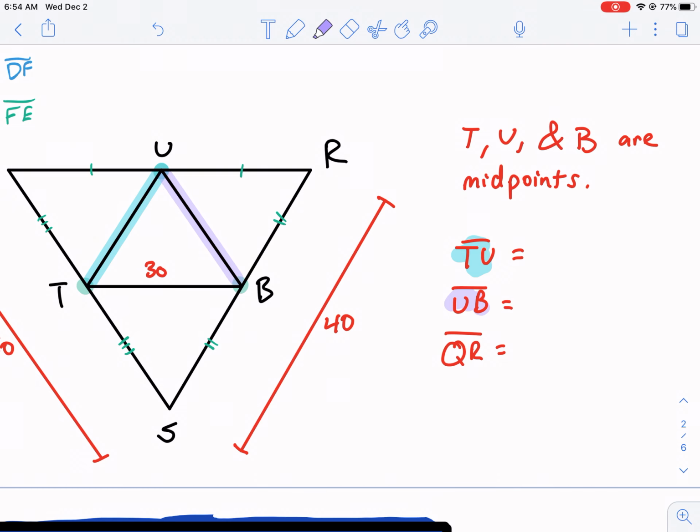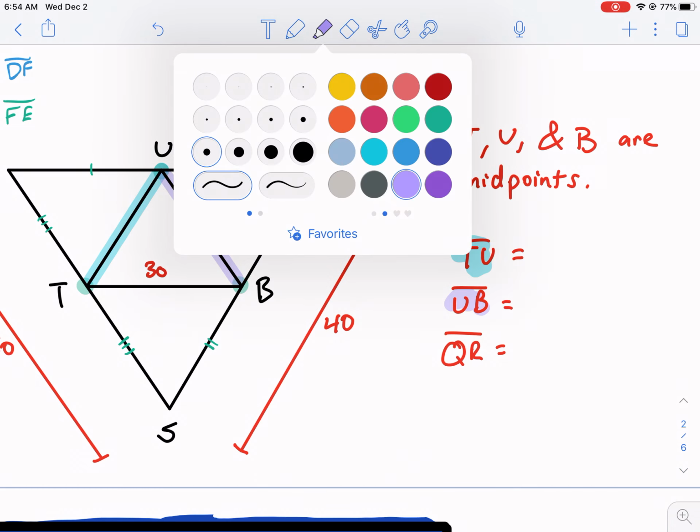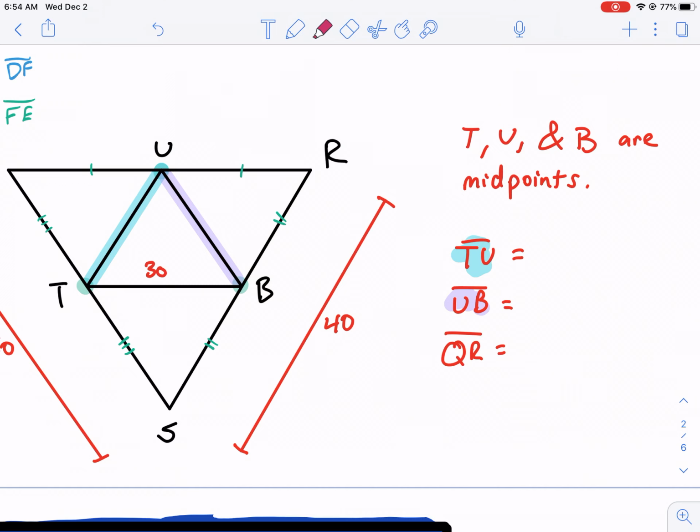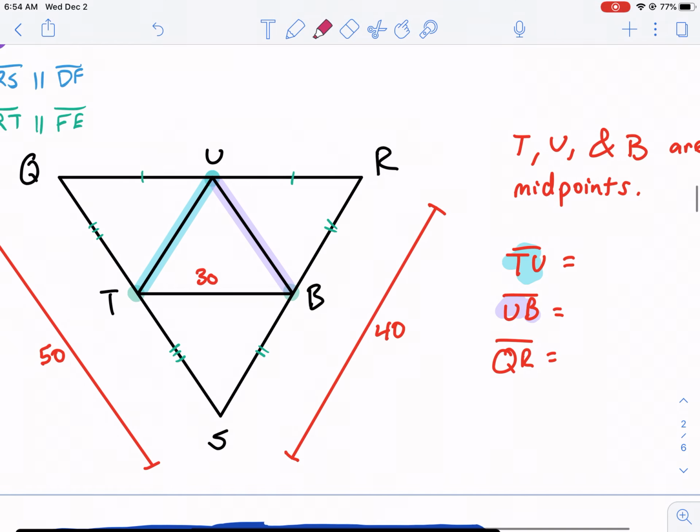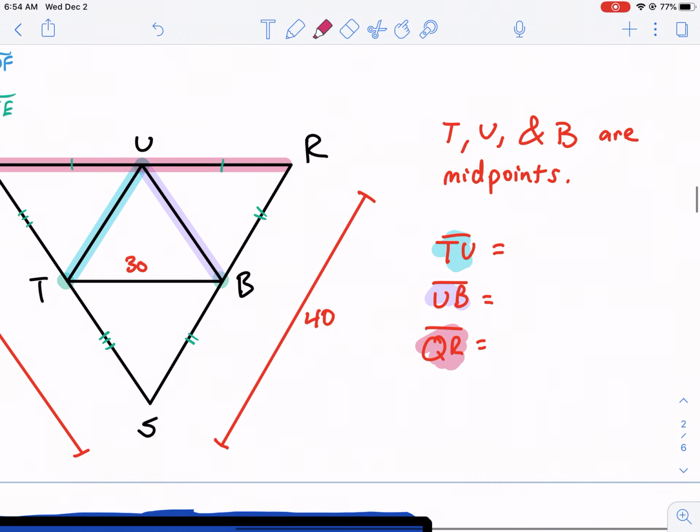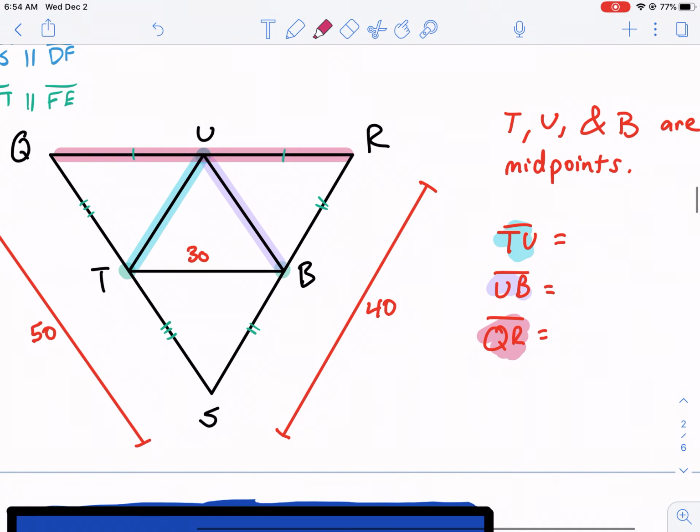Okay, we're asked to find this guy. And then we'll go, should we go pink? Let's go pink. TB, no, QR. Okay, we're asked to find QR. All right. There we go. We have 3 colors there, and we're asked to find those lengths.